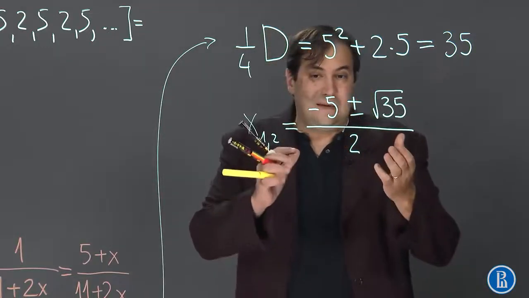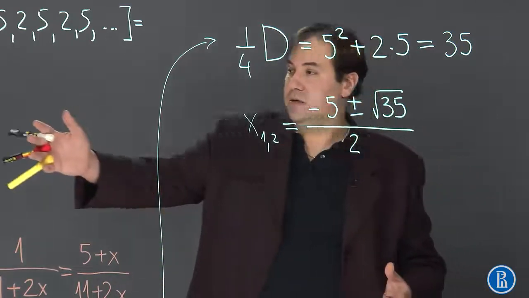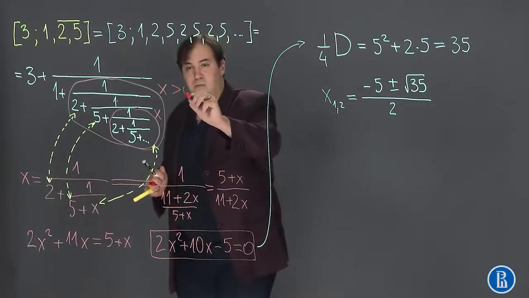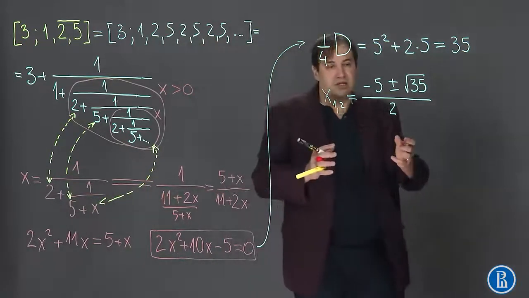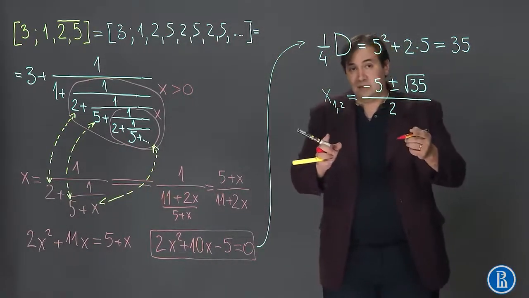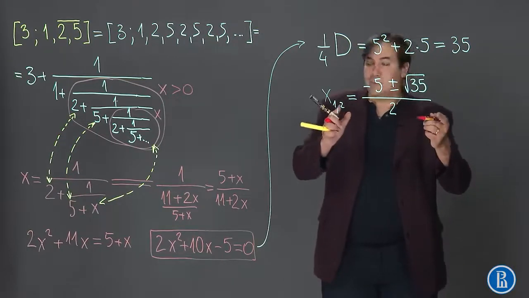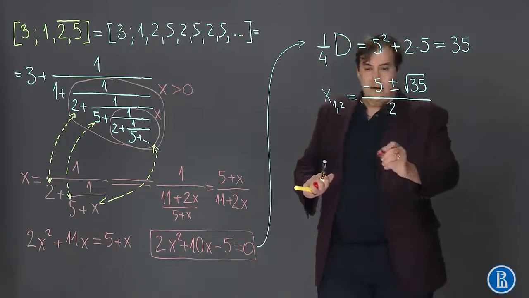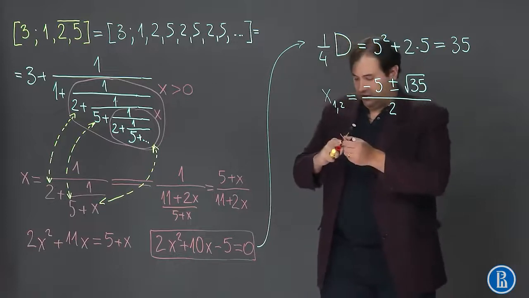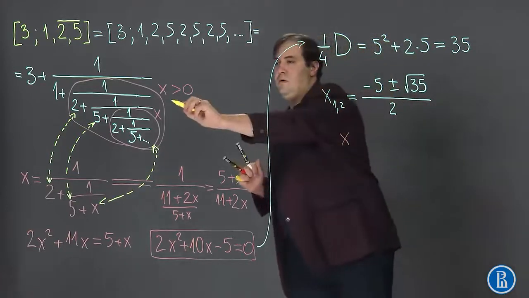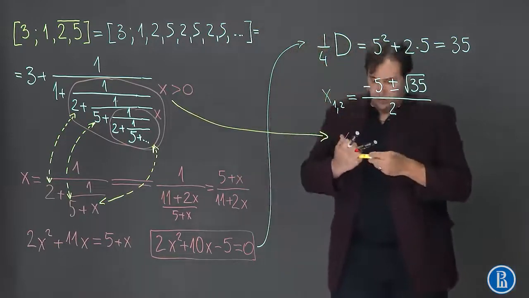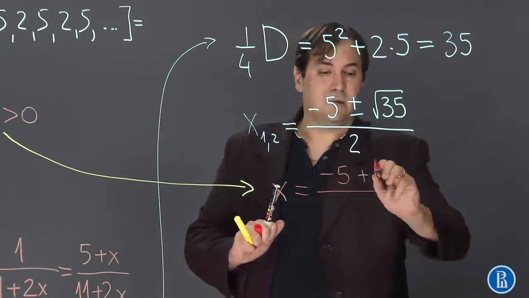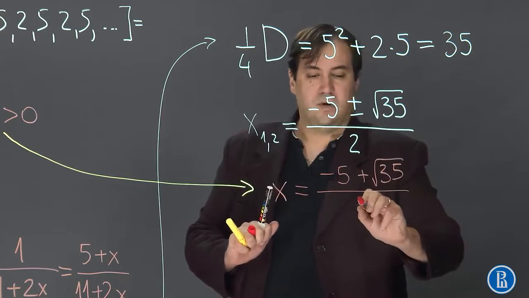Which of these values actually corresponds to our continued fraction? Well, we understand that x over here is greater than 0. And also we understand that one of these values is less than 0, it's negative, and the other one is positive. So we take the positive one and finally conclude that x, this one x over here, is equal to minus 5 plus square root of 35 over 2.